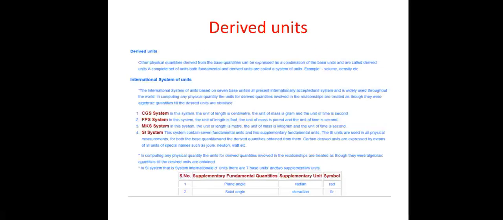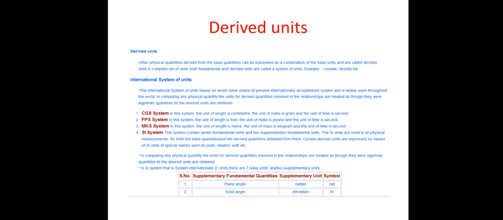This is the same thing which is written here for volume as well as density. But there are certain international systems of units, right? Why do we say international system? Because in this system the units are accepted worldwide. Let's say kilogram is accepted worldwide.